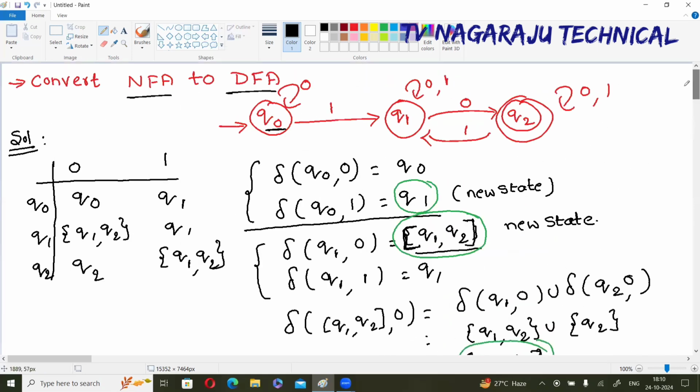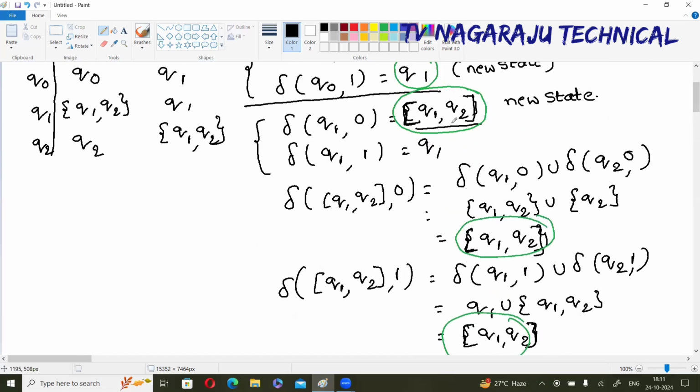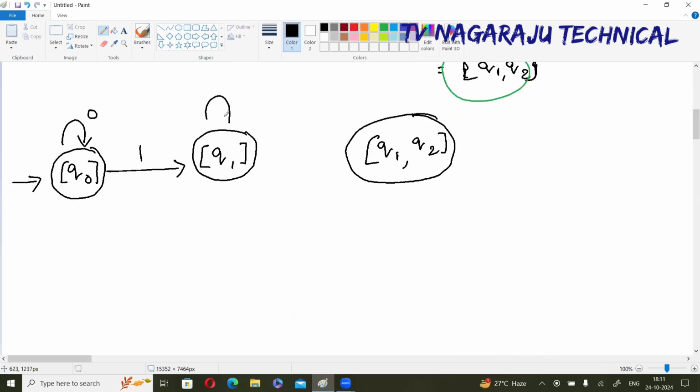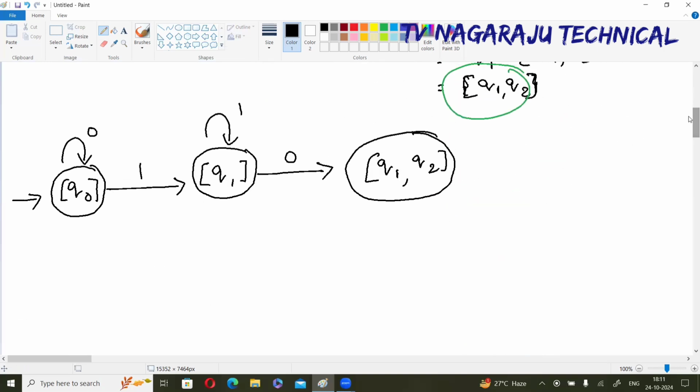Now Q0 on 0 moves to Q0. Q0 on 1 moves to Q1. See, Q0 on 0, Q0 on 1. So Q0 satisfies the property of DFA. Now state Q1. Q1 on 0 moves to Q1, Q2. Q1 on 1 moves to Q1. So 1 moves to here, 0 moves to here. Now Q1, Q2 on 0 and 1 moves to the same state. So 0, comma 1. This is the final DFA.